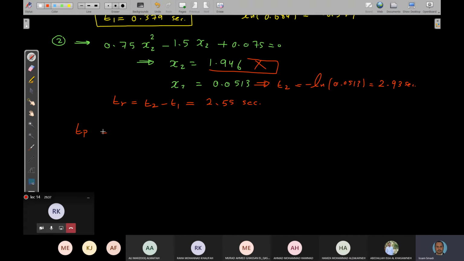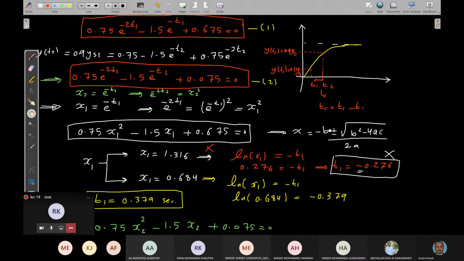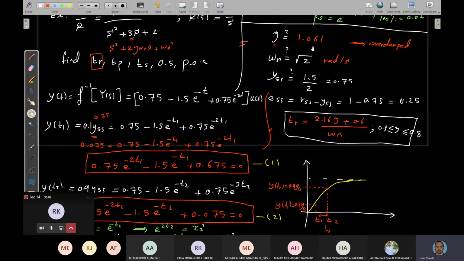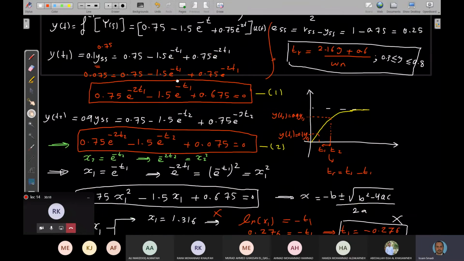TB is equal to pi over omega d, and simply because omega d is complex, this means that TB is infinity, correct? Do you remember omega d equal to what? Omega n square root 1 minus zeta square, and now zeta is greater than 1, correct? Zeta is equal to 1.061. So if zeta is greater than 1, this means that omega d will be complex, correct?